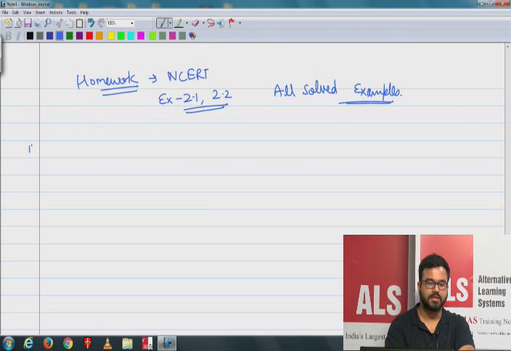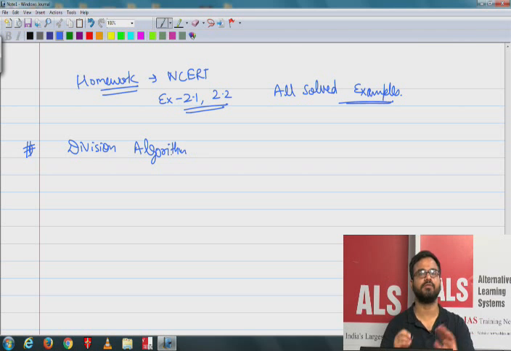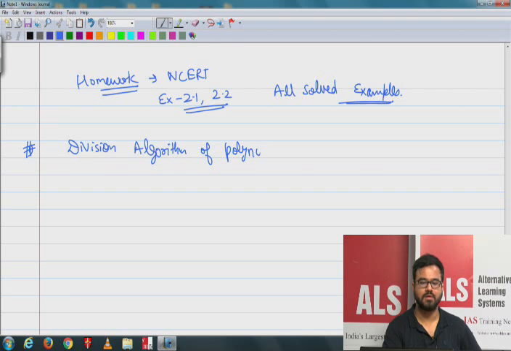Now the next section is division algorithm. This will be the last section which we will do today. Division algorithm of polynomial. The same concept is there which we have learned in the 9th class also, the long division method.